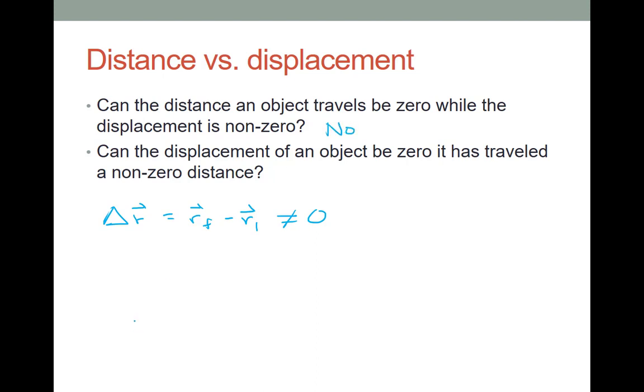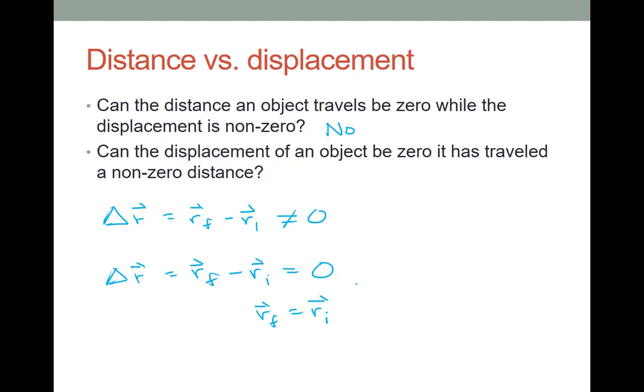Can the displacement be zero and the distance non-zero? Okay, so let's go back to here. And the first part of this says our displacement equals zero. Well, that means that our final position equals our initial position. One possible case is we didn't go anywhere. That would certainly meet this criteria of final position equals initial position.